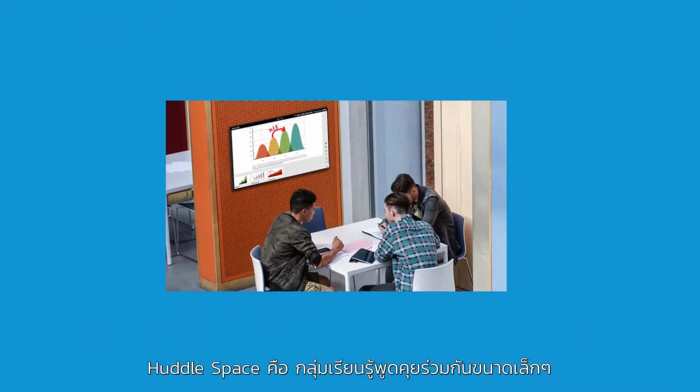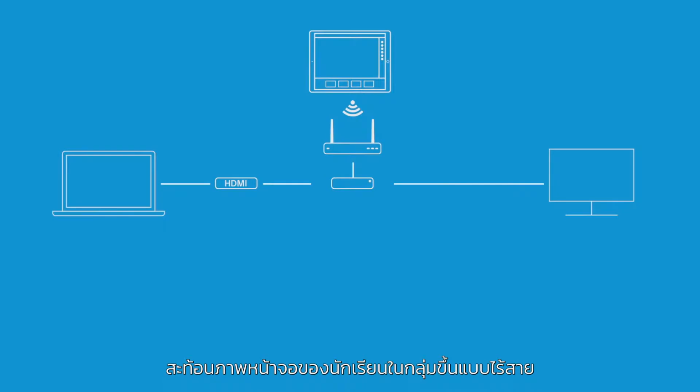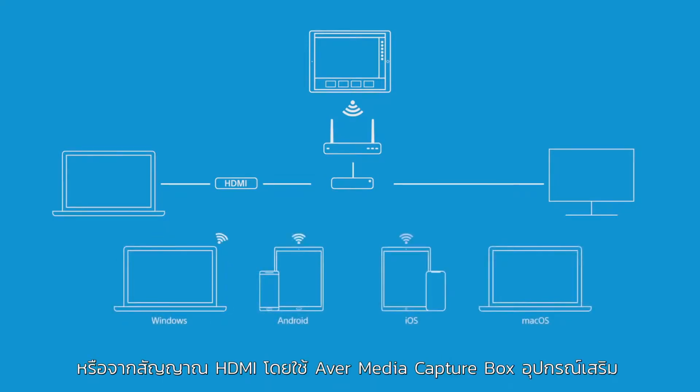The huddle space refers to the small group configuration described earlier, in which up to 6 students are grouped around a pod PC and touchscreen display that mirror content from any of the students' wirelessly connected devices, as well as from HDMI using the AverMedia HDMI capture box sold separately.